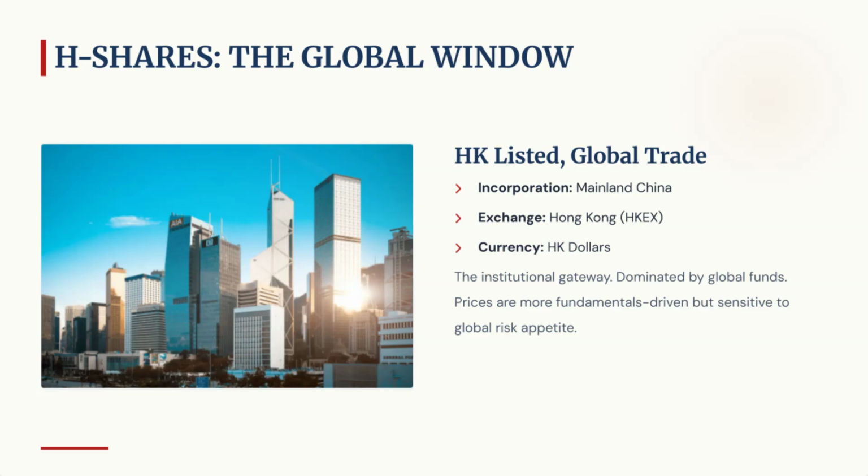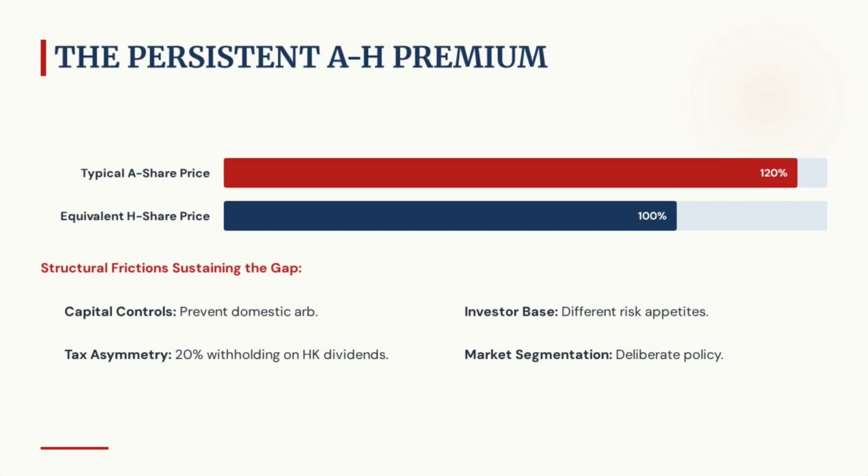The result is that the H-share universe is heavily weighted toward large SOEs, that is, state-owned enterprises, and financials. ICBC, Bank of China, PetroChina, China Mobile, these are H-share names. They are also often A-share names. Many of the largest Chinese companies have dual listings, an A share trading in Shanghai and an H share trading in Hong Kong simultaneously. This brings us back to the opening anomaly.